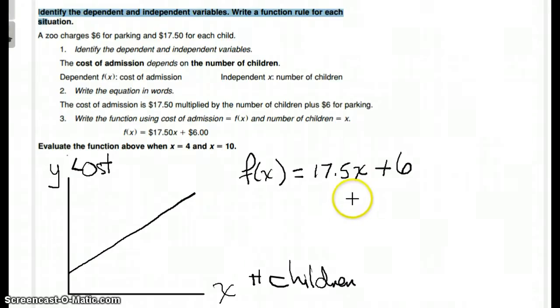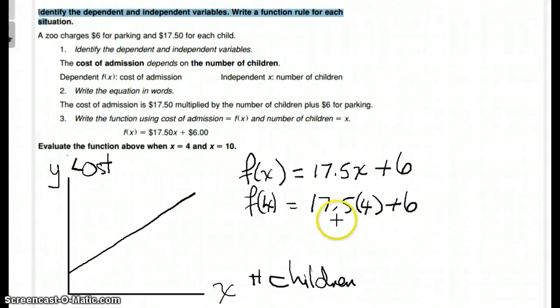So that's just asking, when we have 4 children, what do I do? Well, I do 17.5 times 4 plus 6. So what's that? 17.5 times 4, 76, I believe, is the right answer.